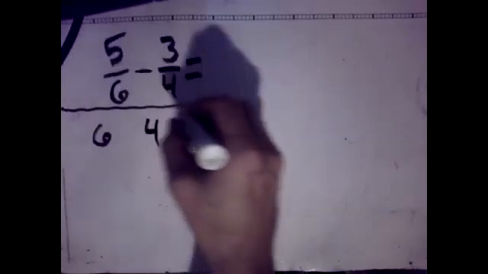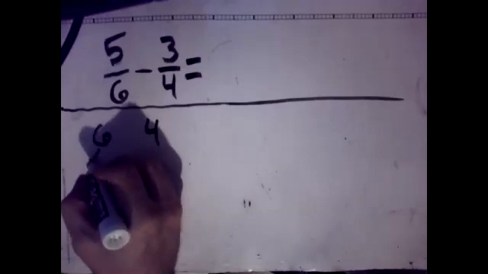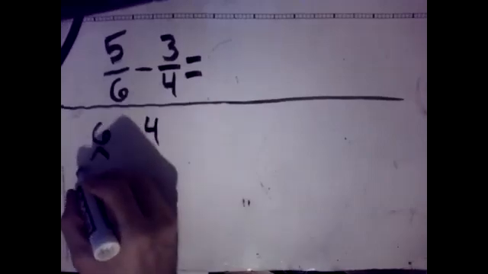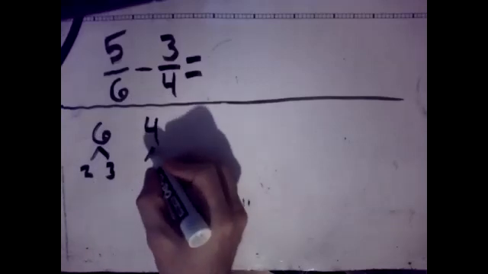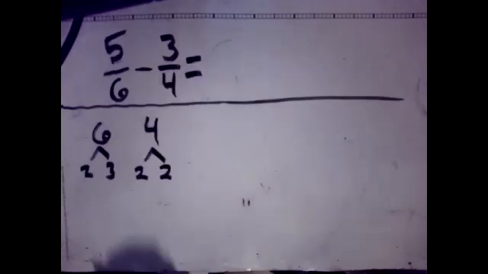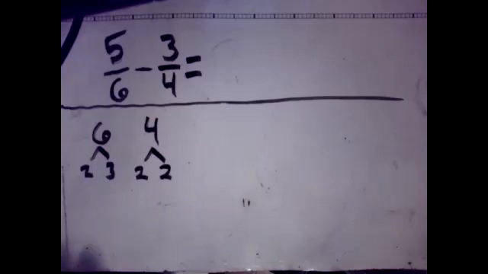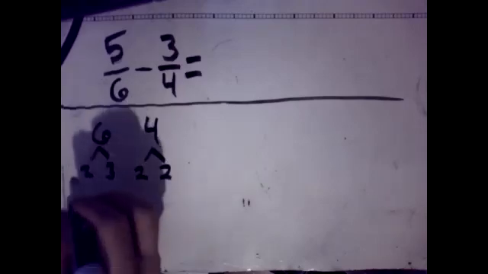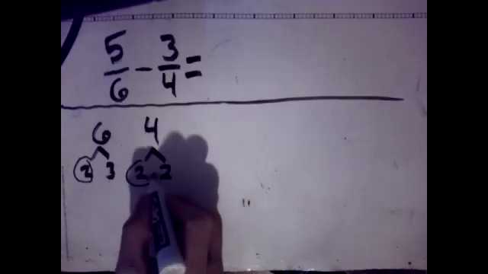I'm going to go like this to give myself room to work and separate things out. I know that 6 is the same as 2 times 3. I know 4 is the same as 2 times 2. And these are my prime factors. I can't break 2 or 3 down any more than this. So the first thing I'm going to do is look for numbers that the 6 and the 4 share. In this case, it is a single 2.